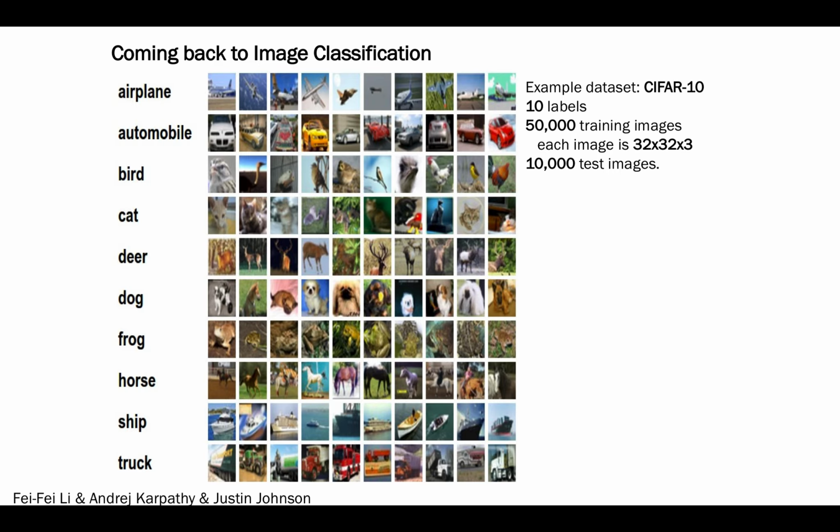So let's come back to image classification because we have been just drawing these two-dimensional things. Here's an image classification problem from the CIFAR 10 dataset that I talked about before. There are 10 classes, 50,000 training images, each of 32 by 32 size. There are 10 labels. These are color images, so 32 by 32 by 3. And we have 10,000 test images. This is what the dataset looks like. We are going to apply linear classifiers to it.